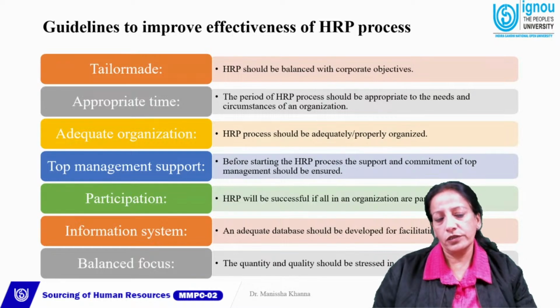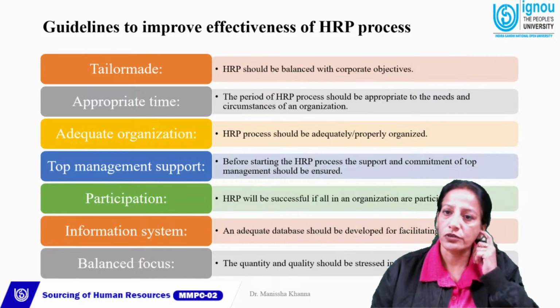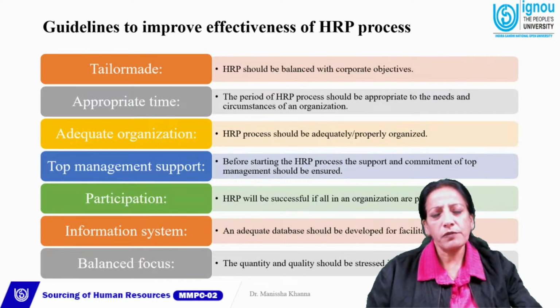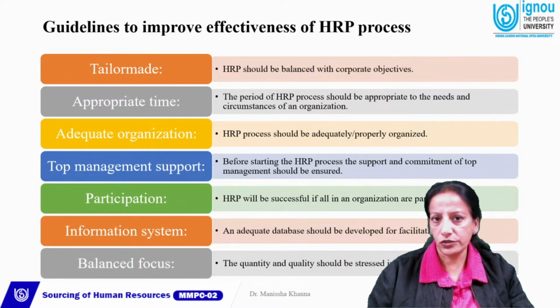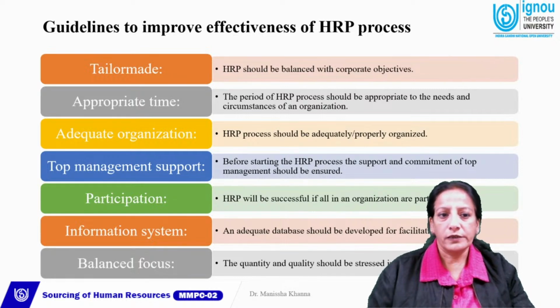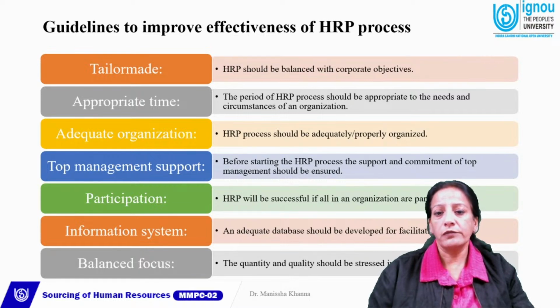To avoid all these problems, there are certain guidelines to improve the effectiveness of the human resource planning process. Human resource planning should be balanced with corporate objectives. It should be linked with the organizational objectives. The period of human resource planning should be appropriate. It should not have very tight deadlines or timelines, but should be based on very reliable and practical aspects. Then the human resource planning process should be properly organized.